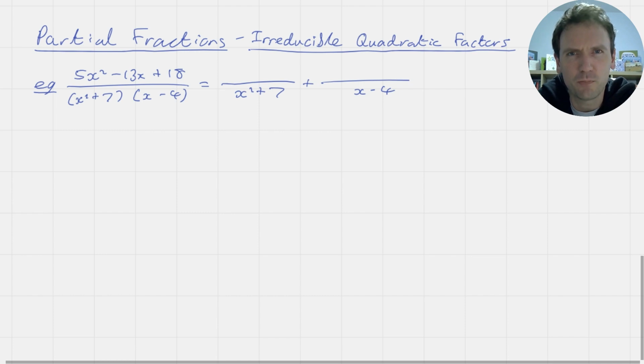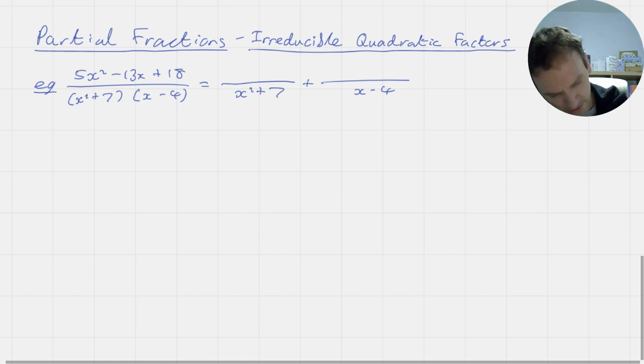Now, on the top, the natural first thing to try, if you've not seen this before, is just to try a over x squared plus 7 plus b over x subtract 4. If you go for that, you will run into difficulties. If you think about trying to compare coefficients, you've got two variables and you'll end up having to compare coefficients for x squared, x and the constant. You've got two variables to solve three simultaneous equations. Most of the time, that will be impossible to solve. So that's going to run into a difficulty.